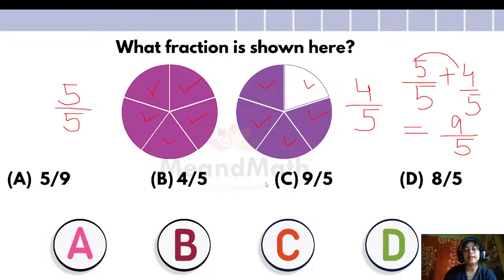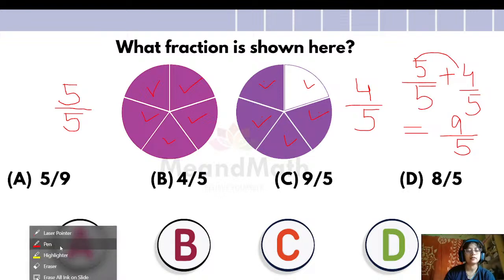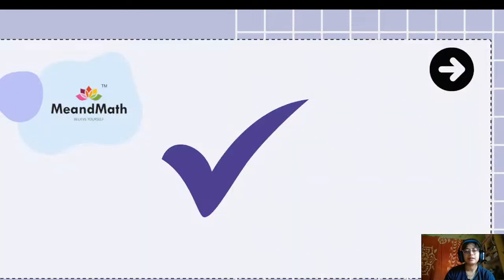So 9 by 5 is an improper fraction. Okay, so let's check for C. Yes, very good. Improper fraction is correct and C is the correct answer for this. So let's check. Yay! So it is absolutely correct. Well done to all of you. You all are being very, very active and very, very attentive and giving the correct answers as usual. Great job.